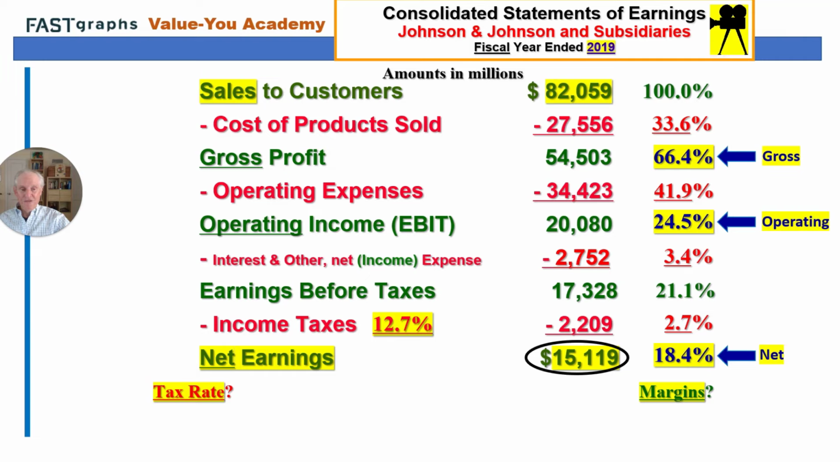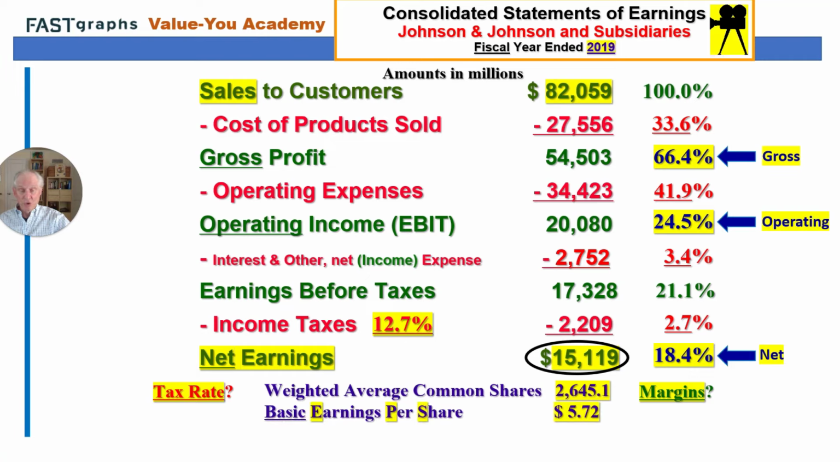Now we take the 15 billion divided by the number of common weighted average shares outstanding, 2.645 billion, and there's where you get your earnings per share, $5.72. It's only a statistic, but a very important statistic, as we'll see in FAST Graphs we watch. We'll take that times a multiplier, a PE, and that should give you their stock price. This is what we'll be doing as we go forward. There's their diluted earnings per share.